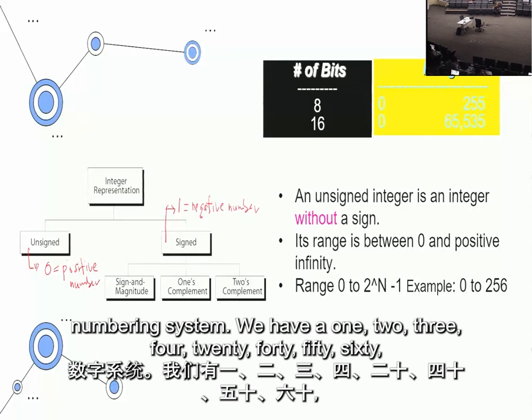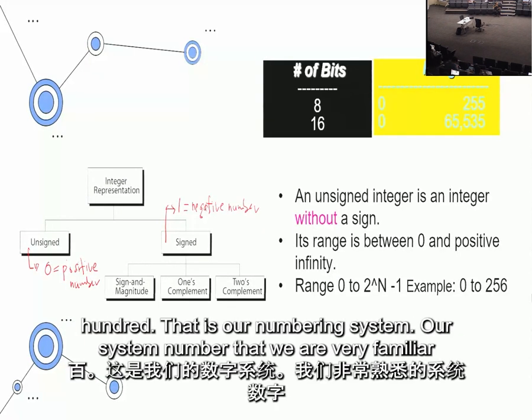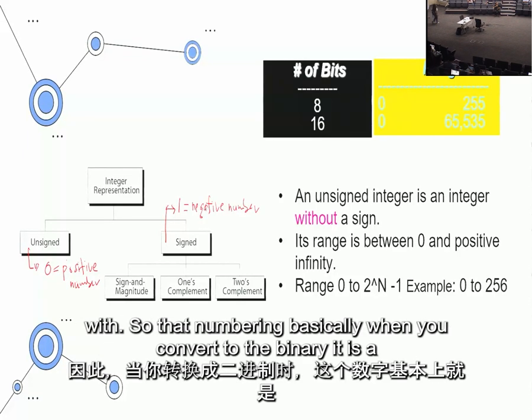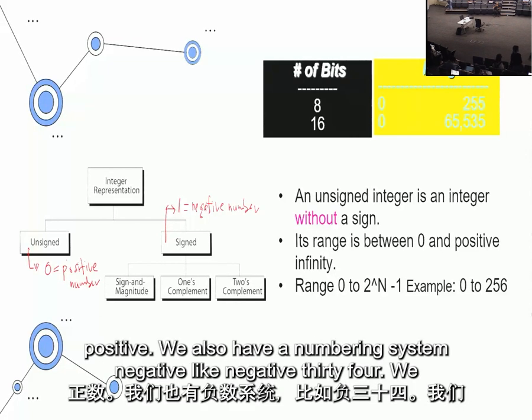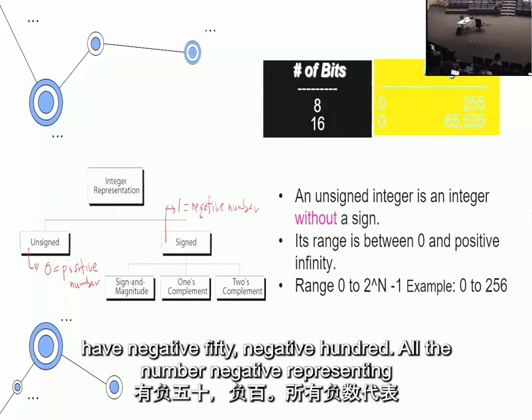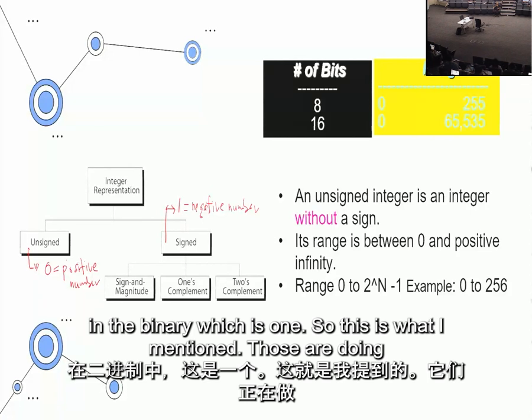We can have any decimal number, which we understand is our numbering system. We have 1, 2, 3, 4, 20, 40, 50, 60, 100. That is our numbering system that we are very familiar with. Basically, when you convert that to binary, it is positive. We also have negative numbers, like negative 34, negative 50, negative 100. All negative numbers are represented in binary with a leading 1. So this is what I mentioned.